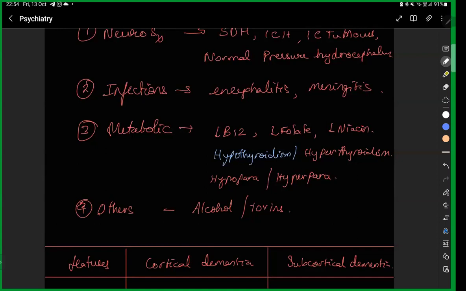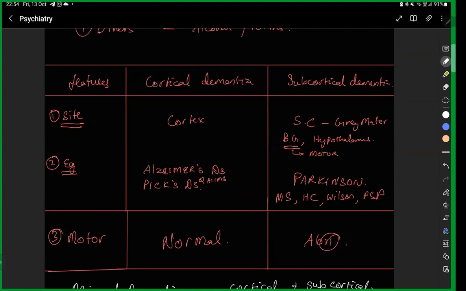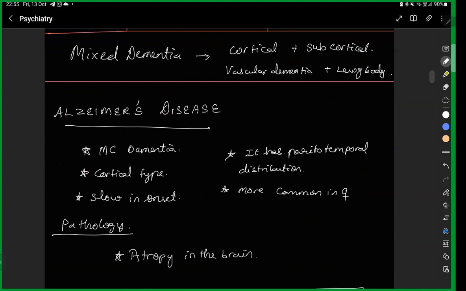What are the different features of dementia? Dementia can be of two types: cortical dementia and subcortical dementia. Cortical dementia is when there is a lesion at the cortex, like Alzheimer's disease and Pick's disease. Here, motor functions should be normal. Subcortical dementia involves the gray matter, cerebellum, hypothalamus, basal ganglia, so motor functions are involved. Examples are Parkinson's disease, multiple sclerosis, Wilson's disease, Huntington's chorea, or progressive supranuclear palsy. In all these there is abnormality in motor function also. So let's discuss one by one.